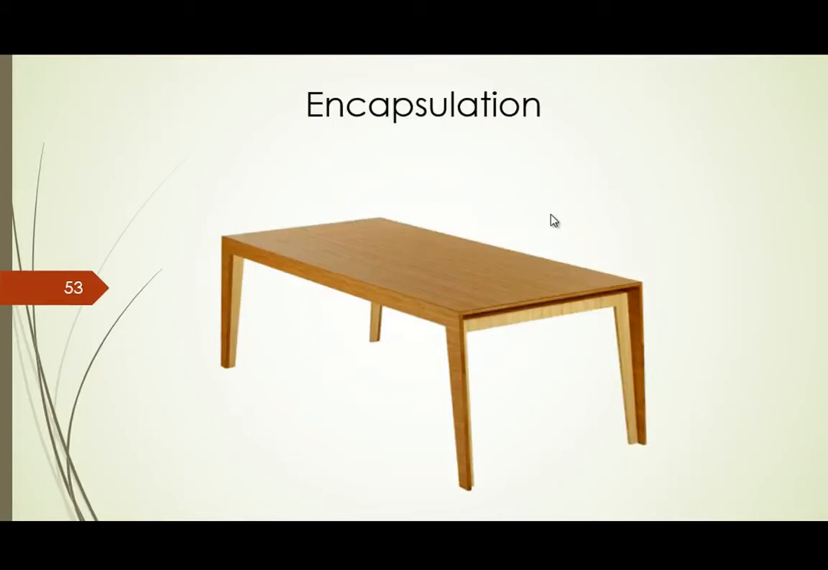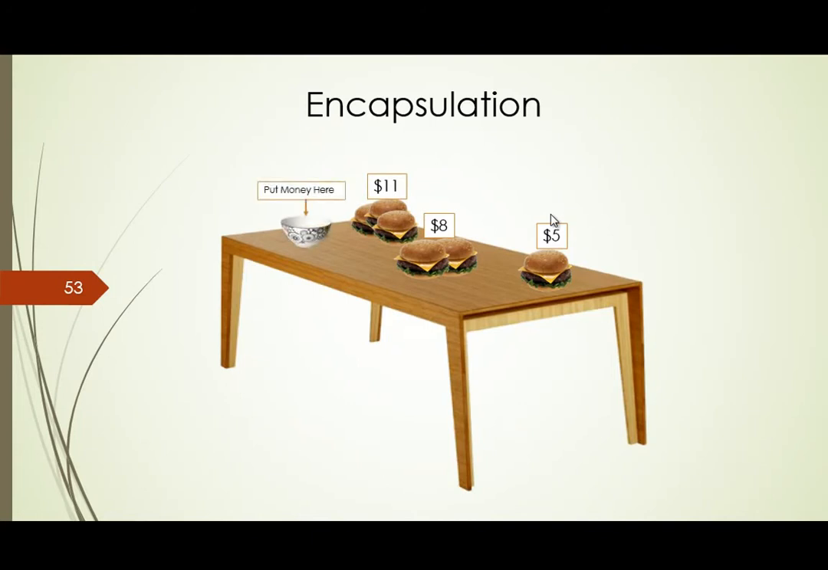Now we're at the fourth topic of object-oriented programming, and this is called encapsulation, and most people really forget it. I'm going to give you a real life example so that you could remember it for the rest of your life. So let's say we're selling something. In this case, we're selling burgers. So one burger is $5, two burgers are $8, and three burgers are $11. That's it. We put the price tag, and let's say we put a money bowl so that guys could take the burgers and put the money in the bowl.